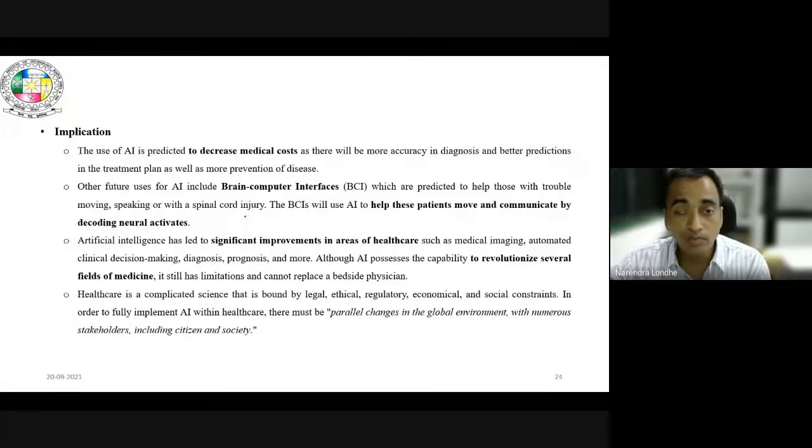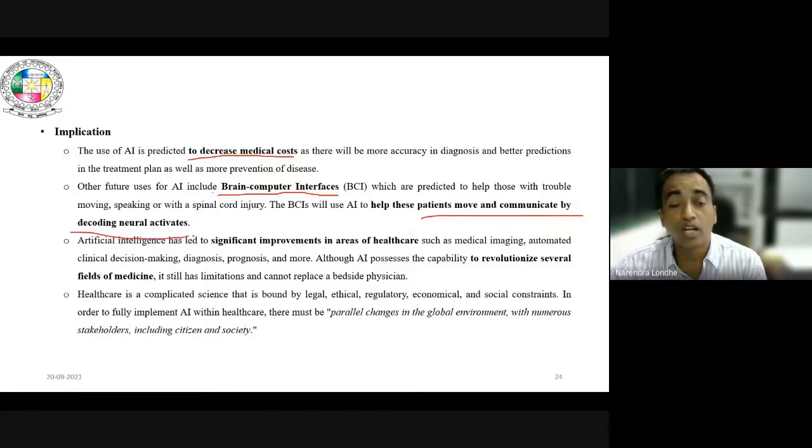So what are the implications of applying AI in healthcare? Yes, we are able to reduce medical costs. AI-based BCIs are being developed to help patients move and communicate by decoding neural activities. This is making them more productive. Patients are able to communicate more and describe their medical conditions to the doctors in a better way, and due to that, their treatments are getting improved. AI has also led to significant improvements in areas of healthcare.